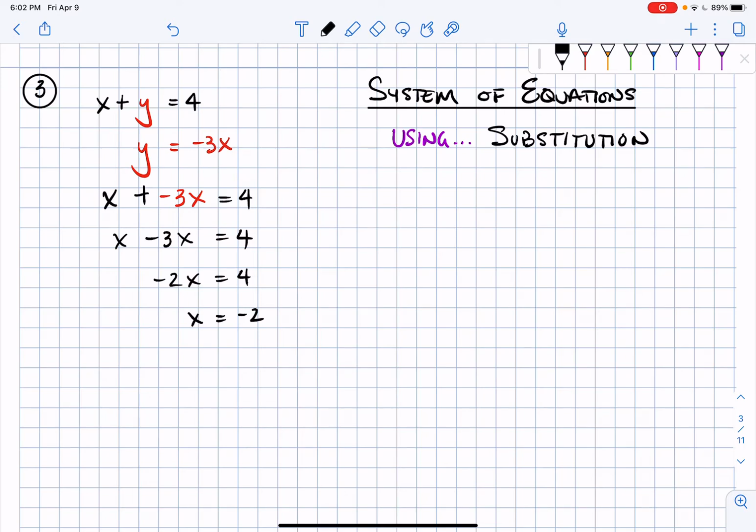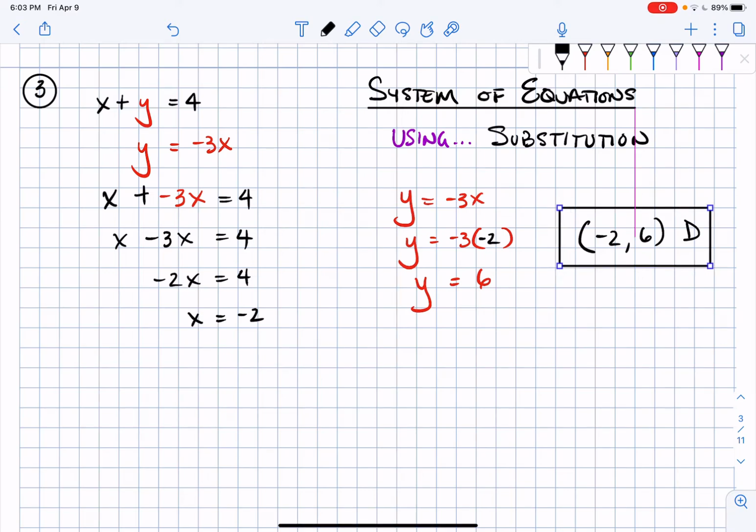With that being said, this tells me that yes, I have two lines, and they're going to intersect in one place. The x value is -2, so now I have to find my y value. I'm just going to take that second equation, y equals -3x, and replace that x with the -2. So my y is going to equal +6. Those two things tell me the point where these two lines are going to intersect is -2, 6. And that's going to be choice D. There we go.